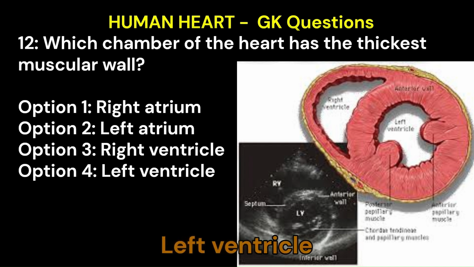The left ventricle pumps blood to the entire body, requiring stronger contractions. Its wall is about 1.3 centimeters thick, compared to 0.5 centimeters for the right ventricle.